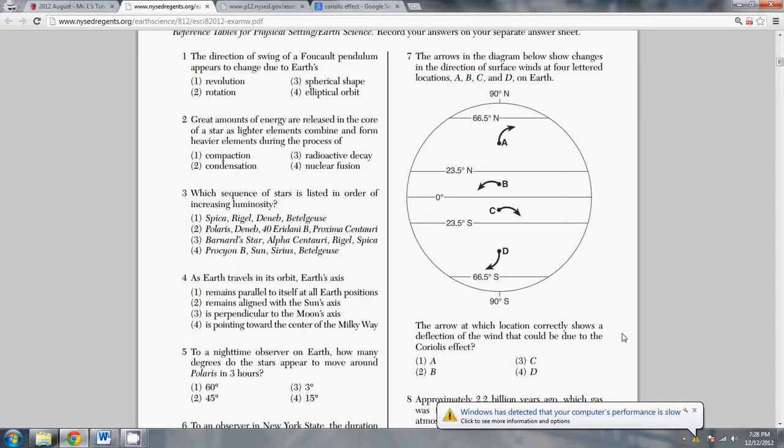It's very, very important. And now the bottom: the arrow at which location correctly shows deflection of the wind that could be due to the Coriolis effect?